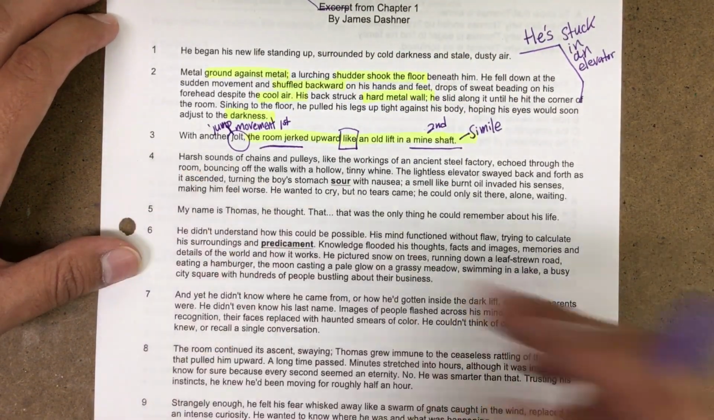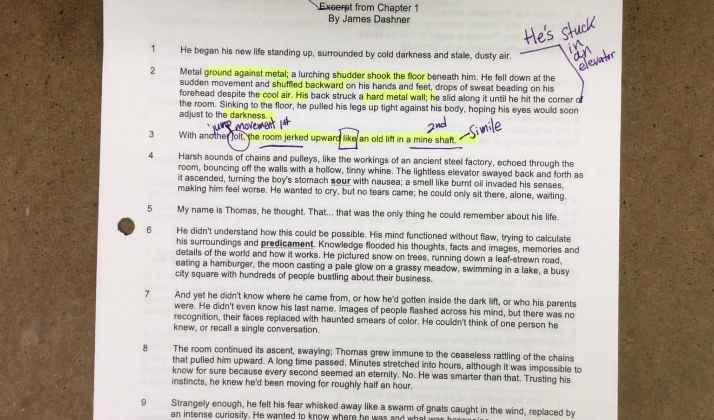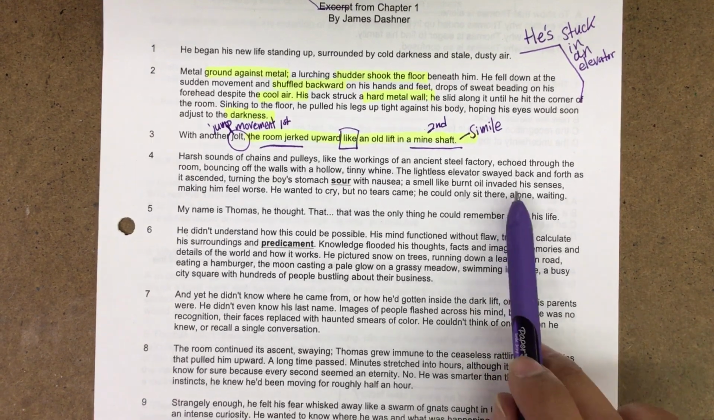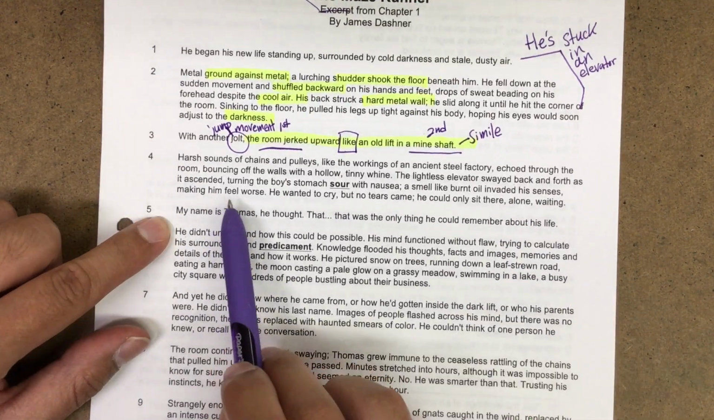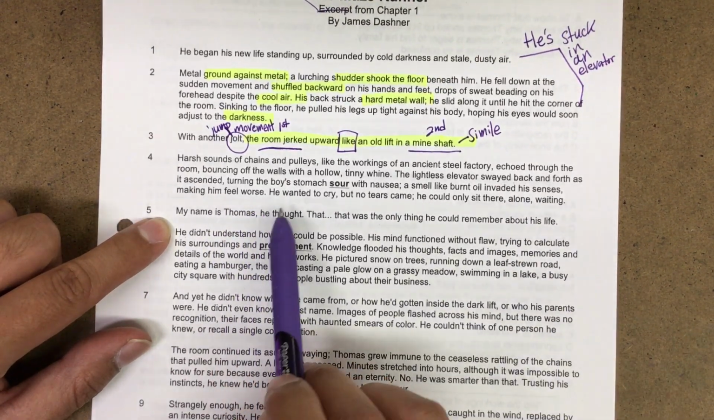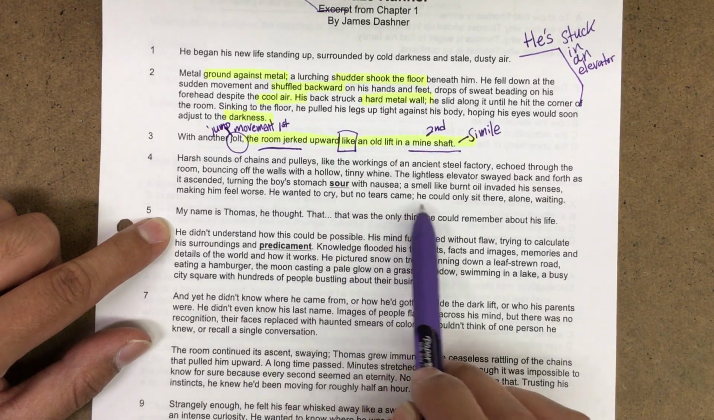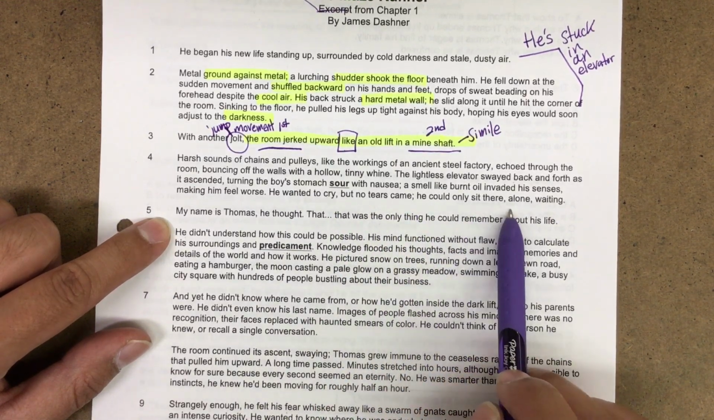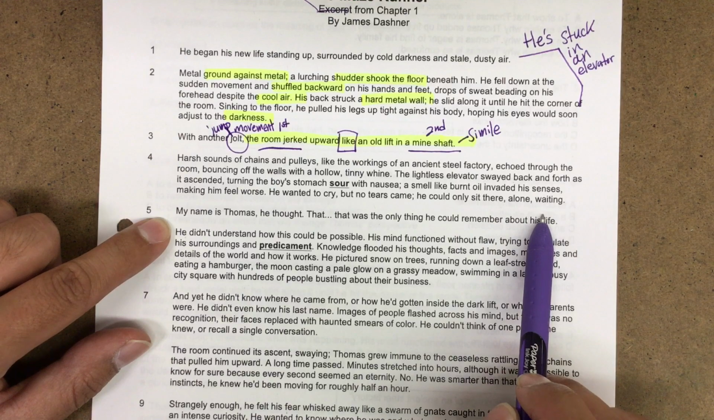Paragraph 4. Harsh sounds of chains and pulleys, like the workings of an ancient steel factory, echoed through the room, bouncing off the walls with a hollow, tiny whine. The lightless elevator swayed back and forth as it ascended, turning the boy's stomach sour with nausea. A smell like burnt oil invaded his senses, making him feel worse. He wanted to cry, but no tears came. He could only sit there, alone, waiting.